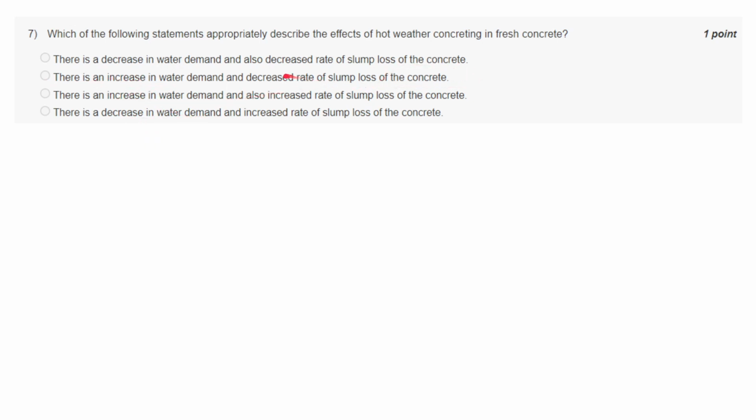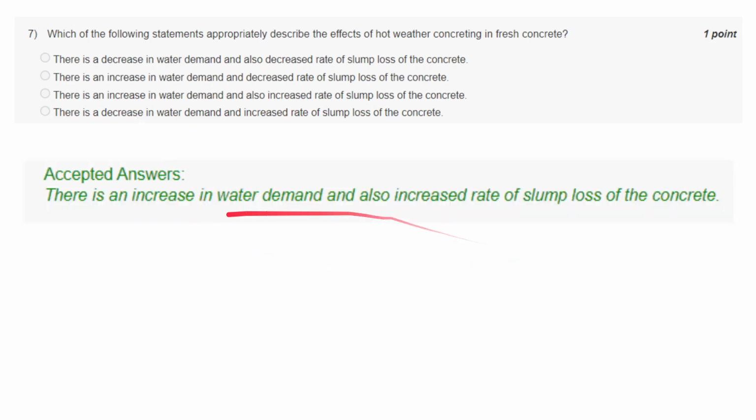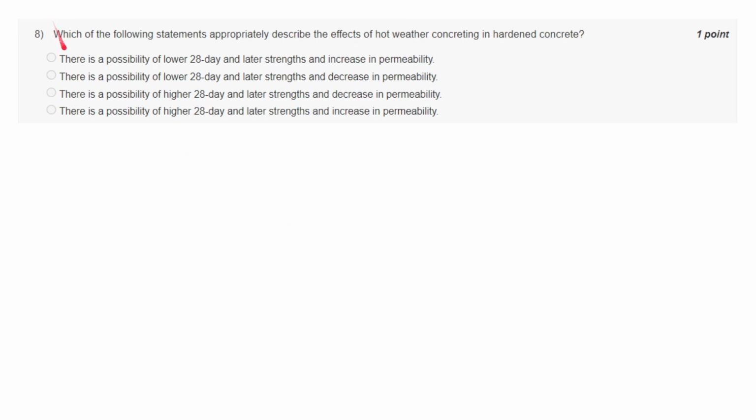And also we know that due to higher evaporation the rate of slump loss will also increase. So that means it will require an increase in water demand, as well as an increased rate of slump loss of the concrete. So the third option will be the correct option. As you can see, there is an increase in water demand and also an increased rate of slump loss of the concrete. So let us go to the eighth question.